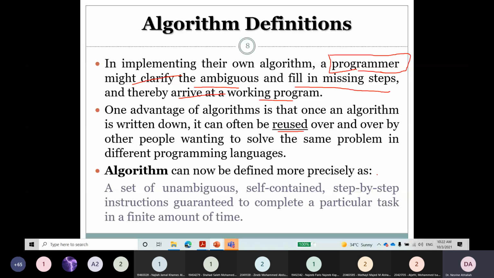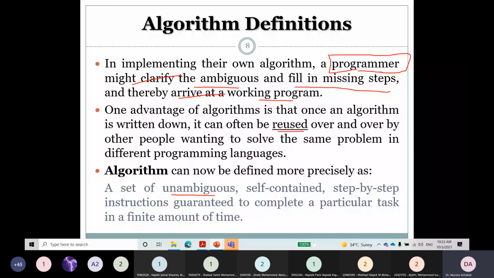Okay, so the algorithm can now be defined more precisely. Look now at the more sophisticated algorithm definition. It is a set of unambiguous, clearer, self-contained, step-by-step instructions guaranteed to complete a particular task in a finite amount of time. Okay, so I think everything about the algorithm is here in this definition.